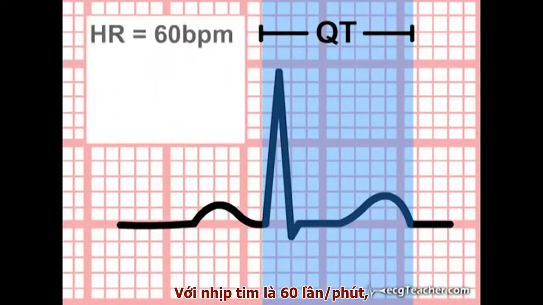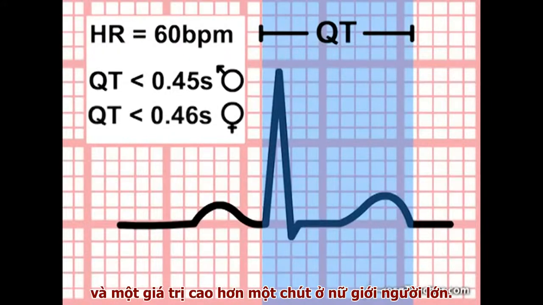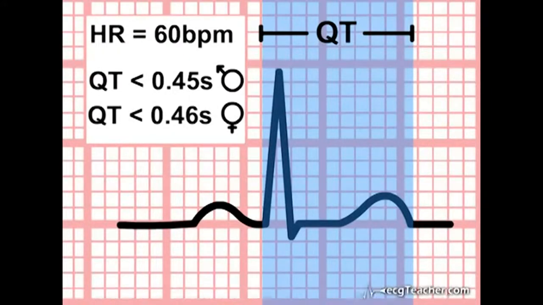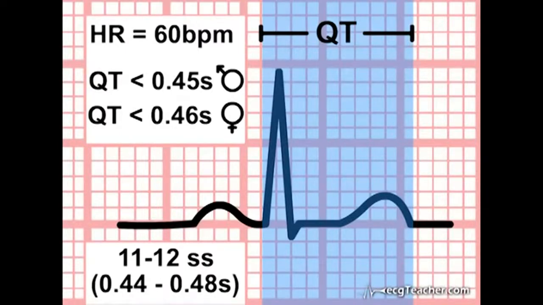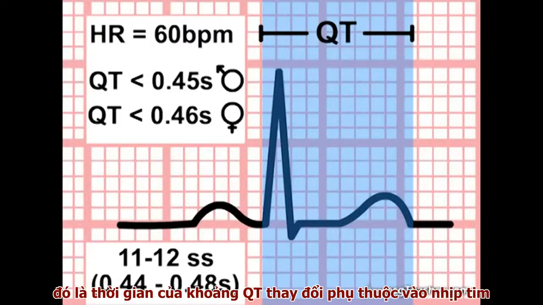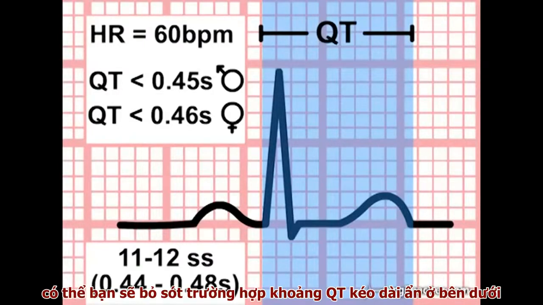When the heart rate is 60 beats per minute, the QT interval should be less than 0.45 seconds in an adult male, with a slightly higher upper limit for adult females. These upper limits lie between 11 and 12 small squares on the ECG paper. It is important to realize, however, that the measured QT interval varies with heart rate, becoming shorter as the heart speeds up or longer when the heart slows down. Therefore, particularly at higher heart rates, it is possible to miss an underlying prolonged QT interval.